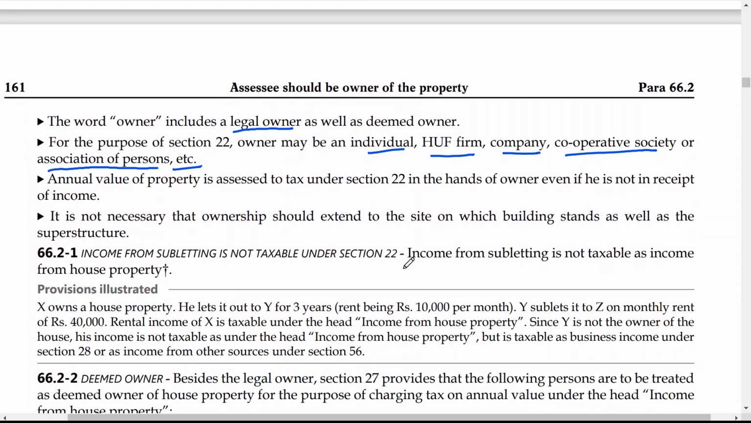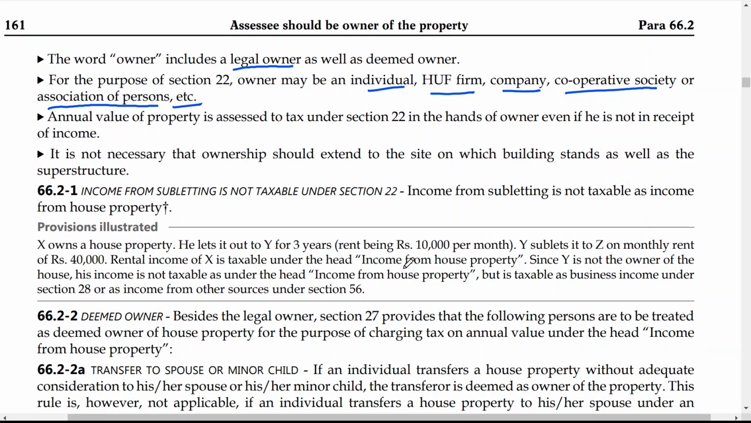Income from subletting is not taxable under section 22 as income from house property. Let us understand this with the help of one concept. X owns a house property. He lets it out to Y for 3 years, rent being 10,000 per month.